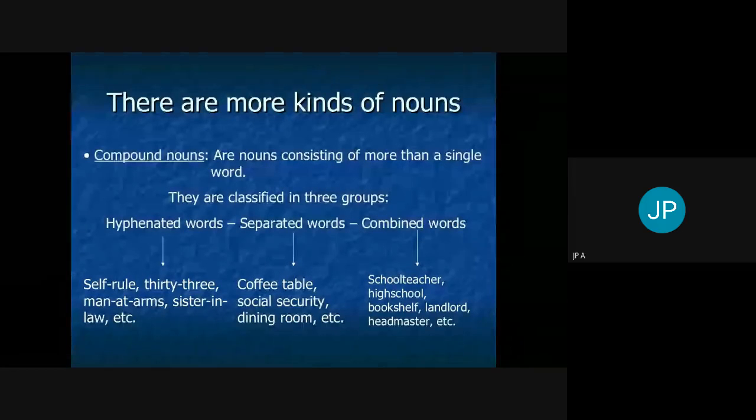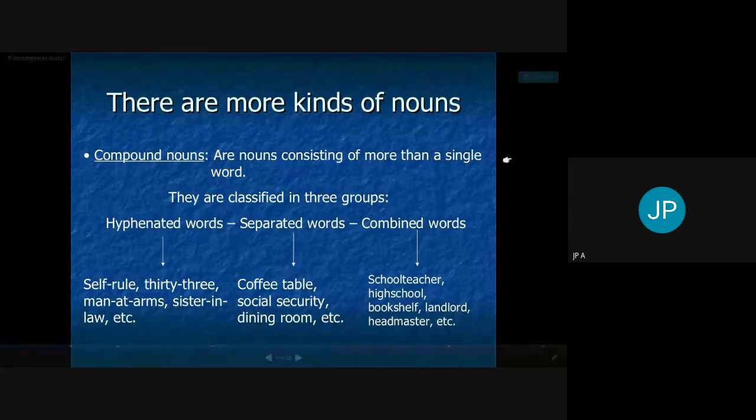They are all combined by joining together two different words. High and school are combined together, book and shelf are combined together, land and lord are combined together, head and master are combined together. So they are called compound nouns. They can be either hyphenated or separated, or they can be combined words.